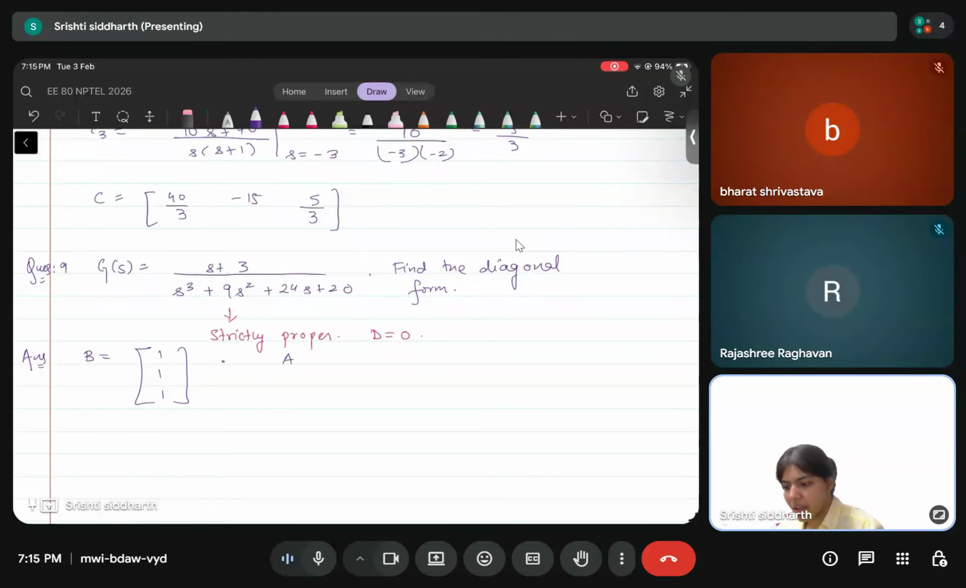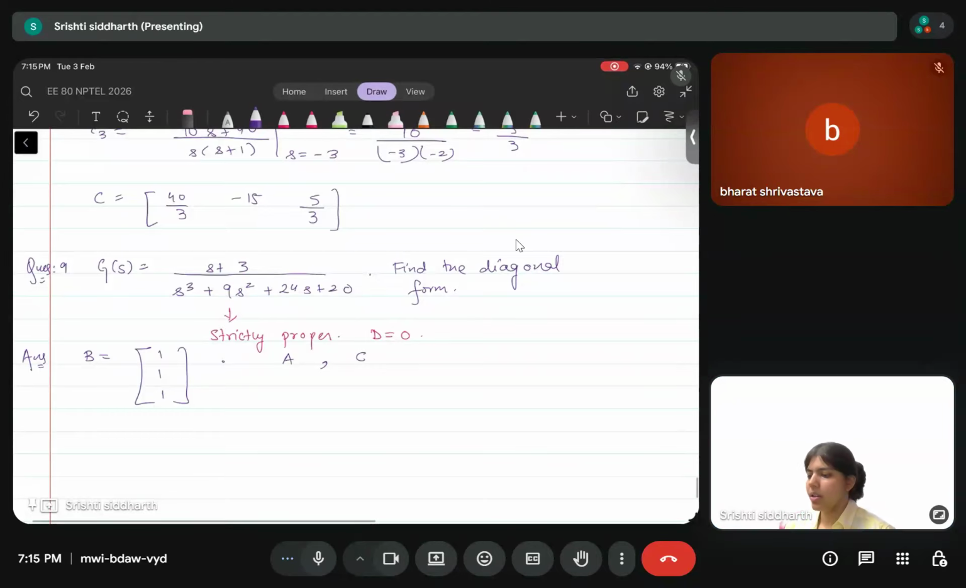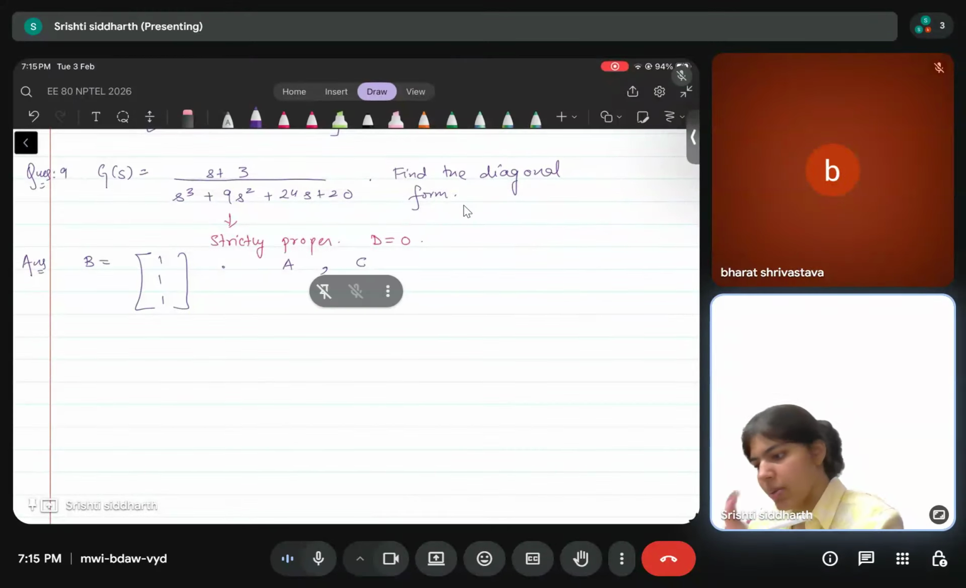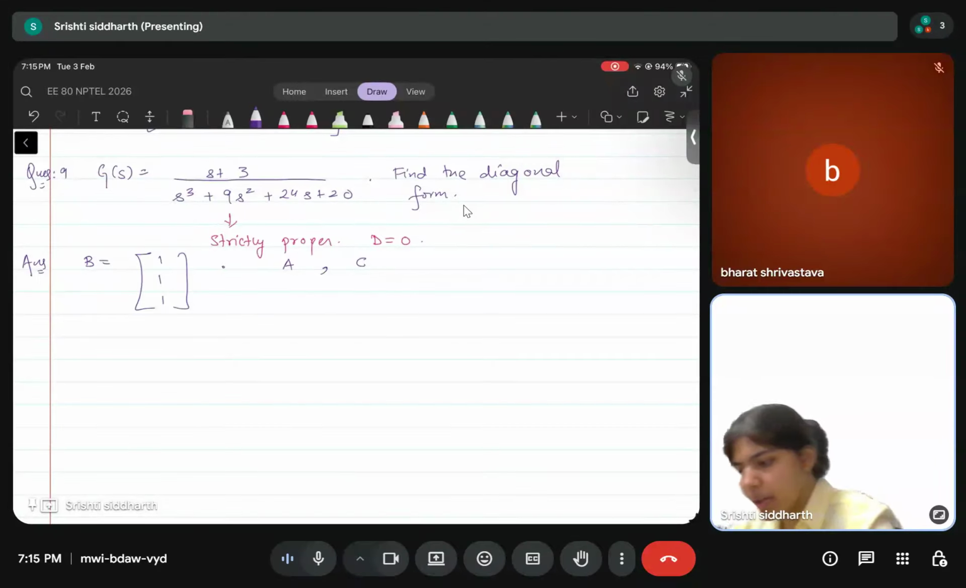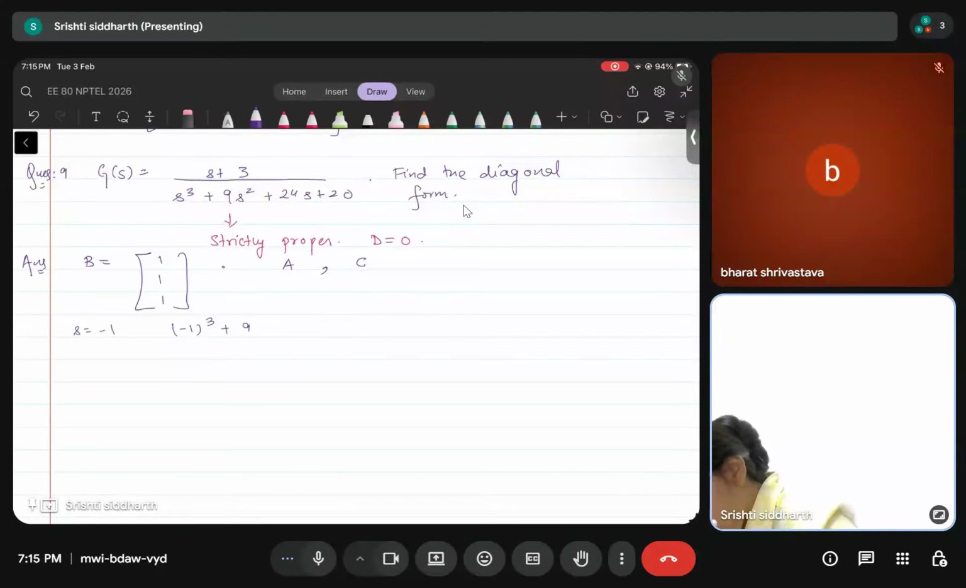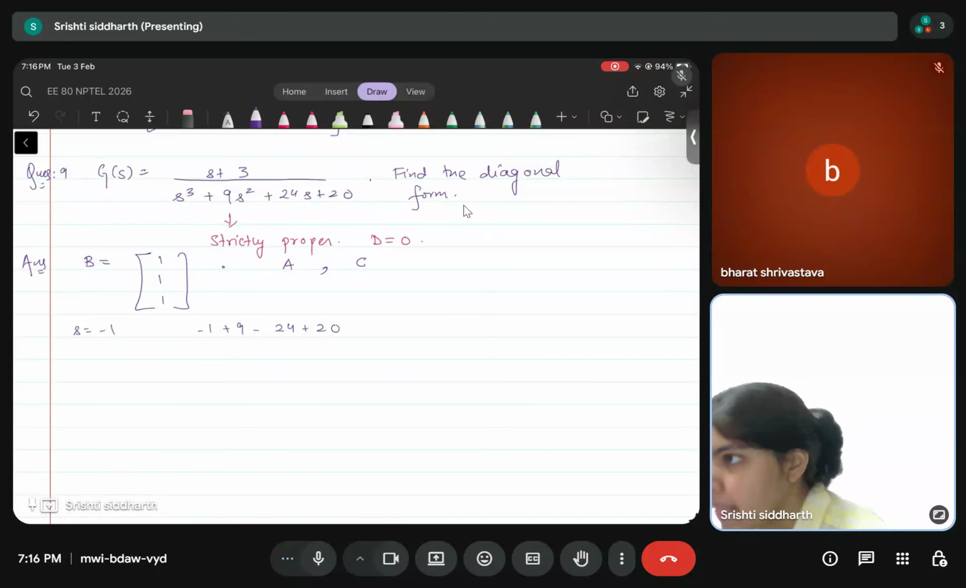To find A, we need the eigenvalues or the poles of the system. And to find C, we need those coefficients, right? So let's do the partial fraction expansion. And first, let's simplify the denominator. So if you put S equals -1, then the denominator is minus 1 plus 9 minus 24 plus 20. Okay, so this is not 0. So S plus 1, we cannot write in the denominator. Let's try S equals minus 2.